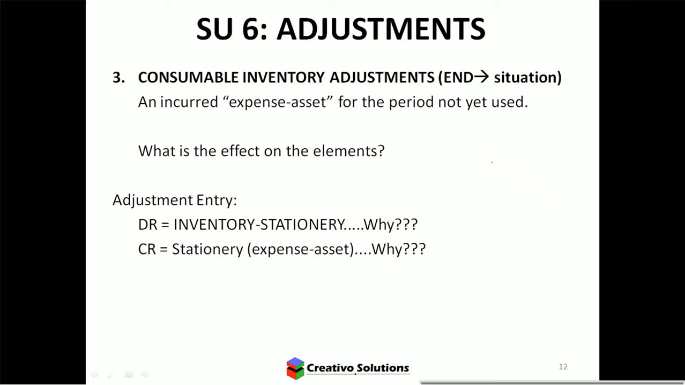Remember, adjustments relate to when? What point in time? At a certain point in time. What point in time? At the end of the year. Correct. So at the end of the year, I'm providing for adjustments, and those adjustments will either create a liability or create an asset. Right, so what type of account do you think this is, a consumable inventory adjustment? Do you think it's an asset? Do you think it's a liability? Do you think it's an income? Or do you think it's an expense?